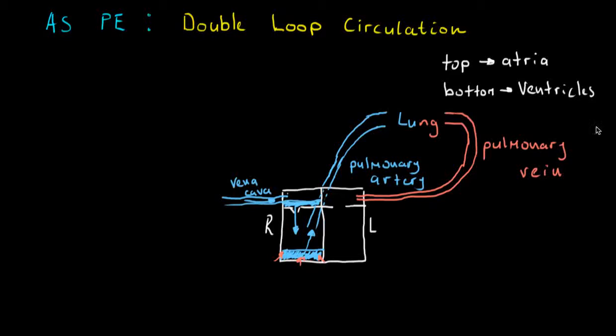Now again, we have the same scenario. The now oxygenated blood from the lung fills the left ventricle during ventricular diastole. Diastole just means relaxation phase, but let me write that down. Diastole means relaxation phase.